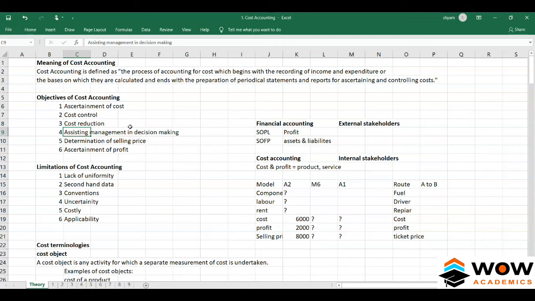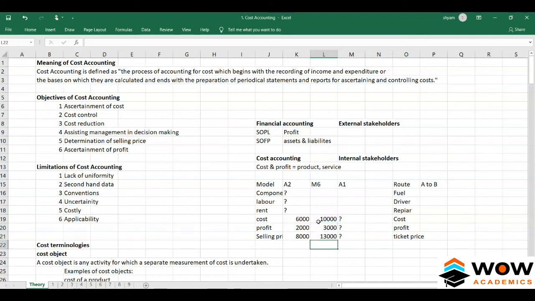So it helps management to make decisions. For example, we'll take the M6 model as an example. The M6 model's phone cost comes to 10,000. We want a profit of at least 3,000, and we could sell the product in the market for 13,000.